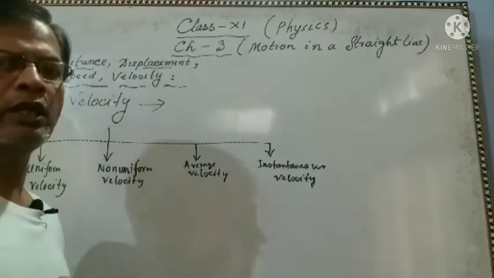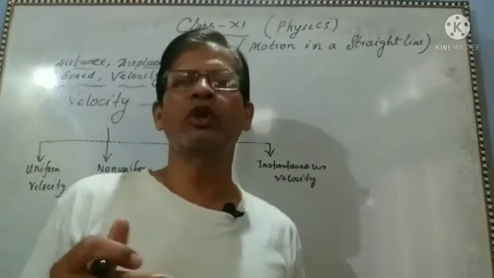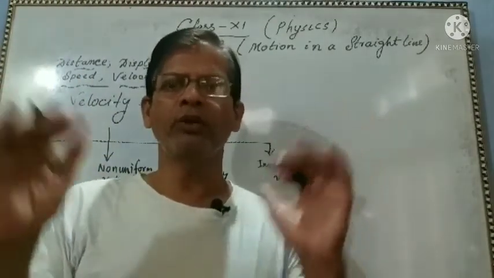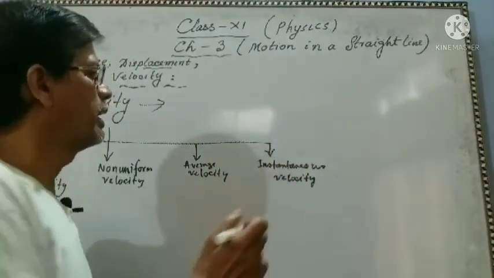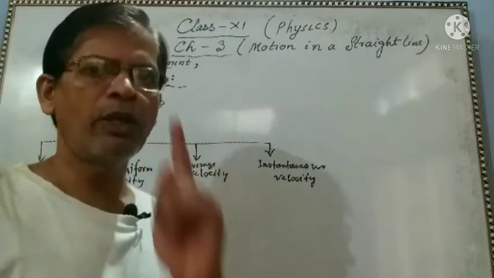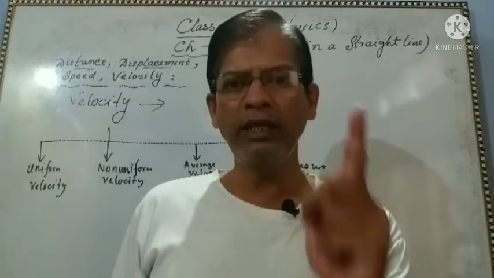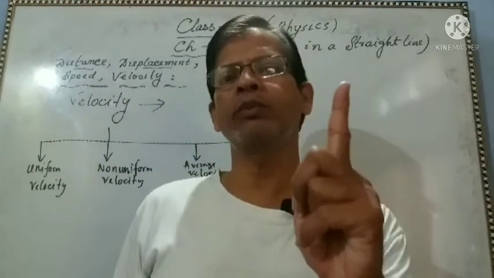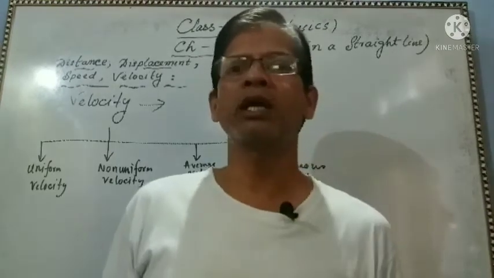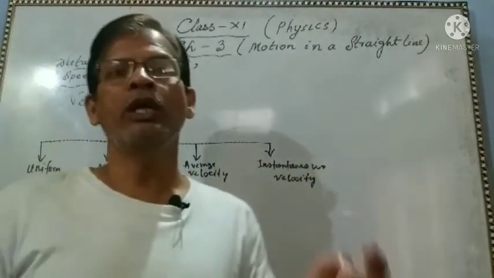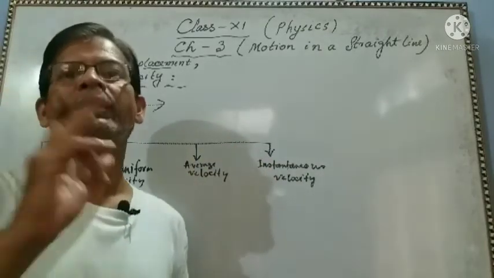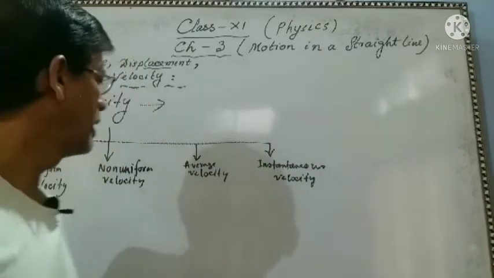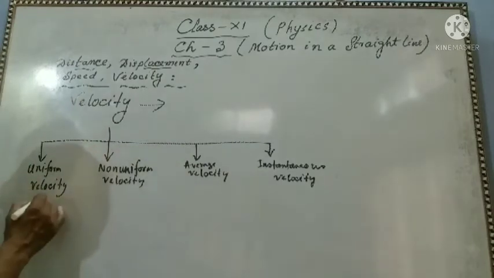Average velocity is the ratio of total displacement to total time taken. Instantaneous velocity is the velocity of an object at any time or at any particular point of its path. So this is similar to speed, only here there is a direction. And its graph will also be the same.